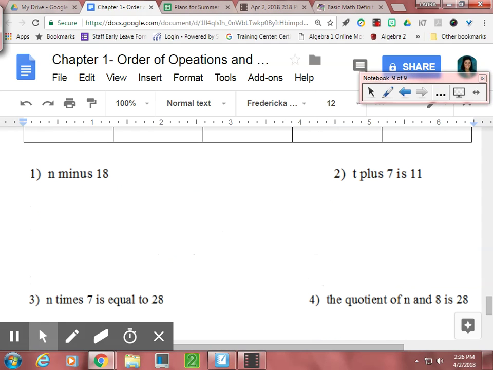N minus 18. Okay, well hopefully that's pretty easy. Minus is the minus sign, so N minus 18. There's nothing to solve there because it's just letters and numbers, so you can just go ahead and leave it. Okay, our next one. T plus 7 is 11. Well, plus means a plus sign. Is, we said that this is going to be an equal sign, so T plus 7 is 11.